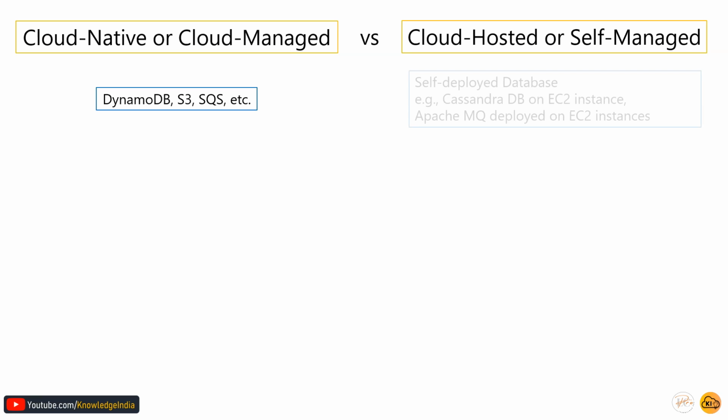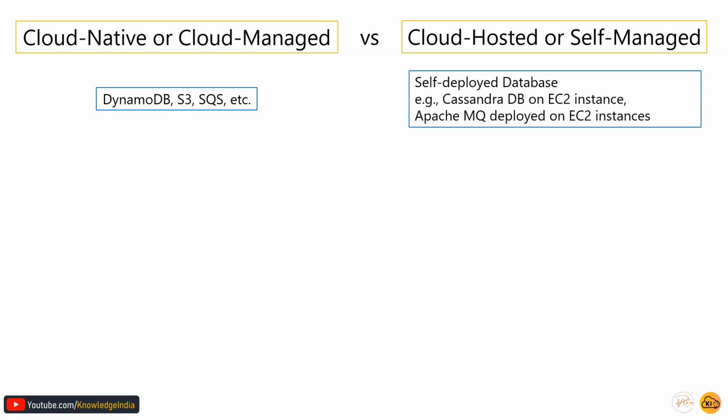On the other hand, look at examples like self-deployed databases on cloud. Let's say you install a Cassandra database on an EC2 instance. Or you take a SQL Server database which you install on an EC2 instance, or an Apache MQ instance which you have deployed on an EC2 instance. When you do these things, yes, you are able to use them and you have a lot of control over them, but you need administrators who can do that database administration, or software administration. That's very important. So those are the two examples.